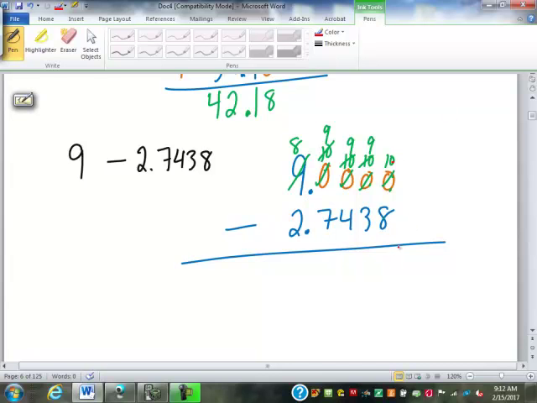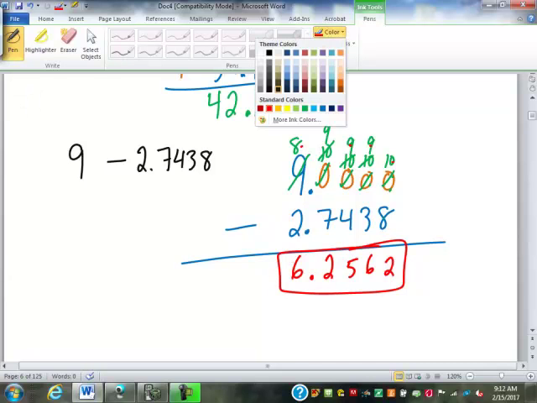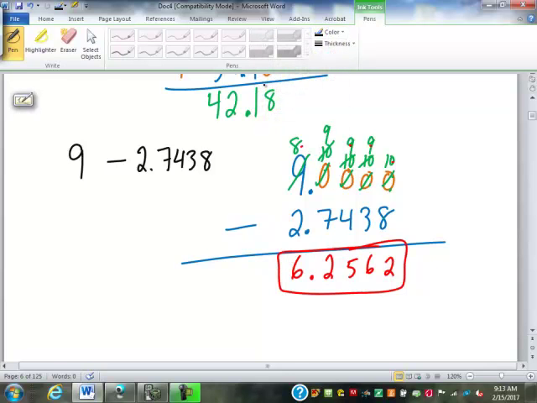So 10 minus 8 is 2. 9 minus 3 is 6. 9 minus 4 is 5. 9 minus 7 is 2. Decimal point. 8 minus 2 is 6. 6.2562. Questions?